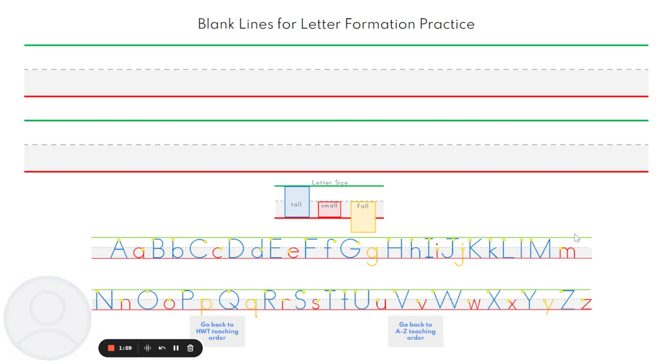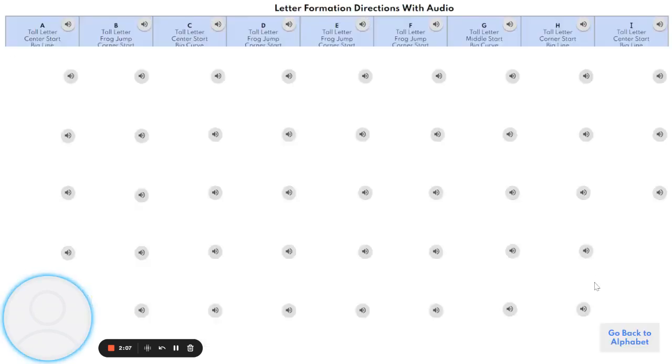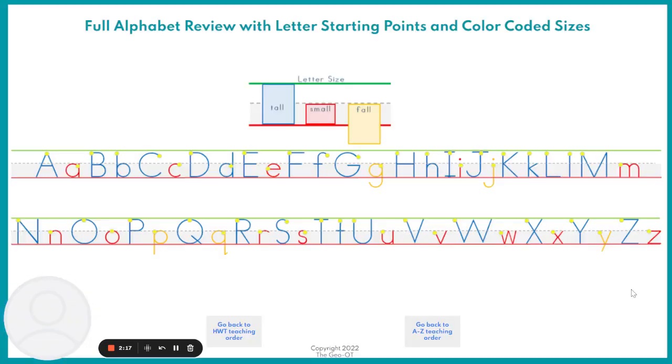You have this as a practice slide, and then you also have the box letters for tall, small, and low letters to practice on using annotation tools. And there's a grid that goes through the whole alphabet with the verbal directions for how to create a letter, and a reference with color coding and yellow starting dots for each letter.